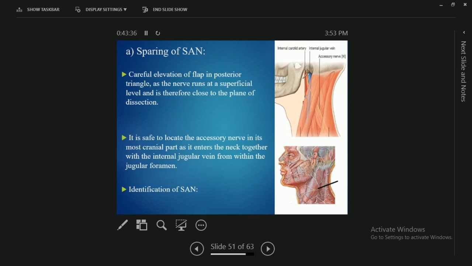Sparing of the spinal accessory nerve. Careful elevation of the flap in the posterior triangle should be done, as the nerve runs at a superficial level, and therefore close to the plane of the dissection.